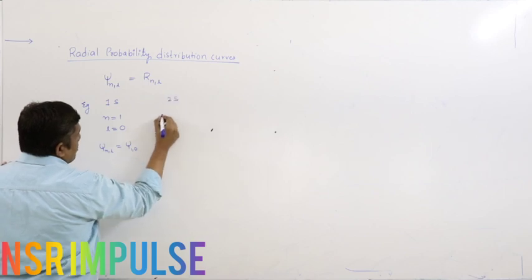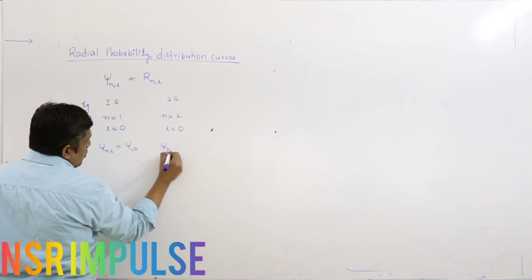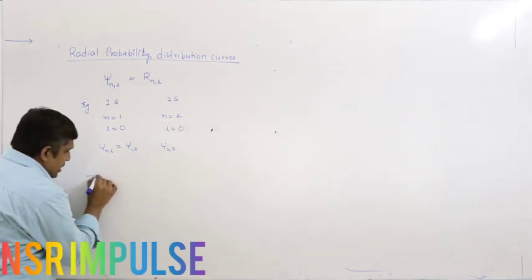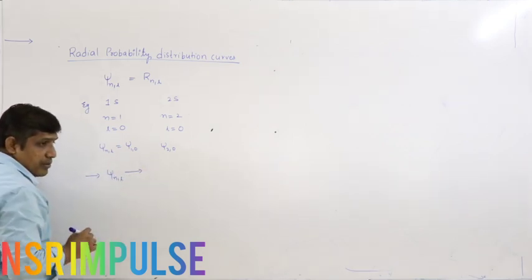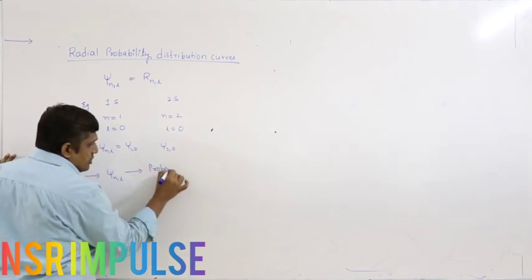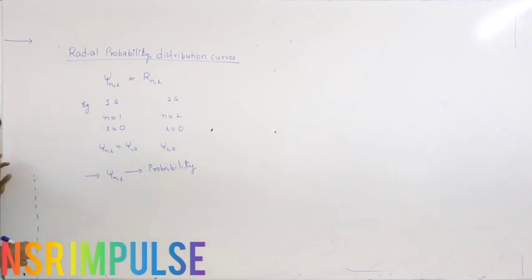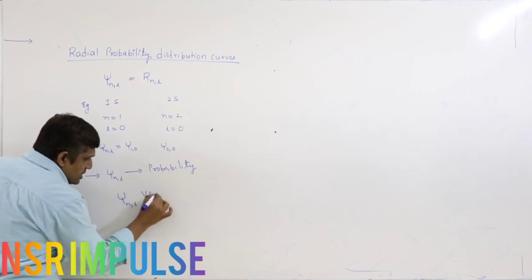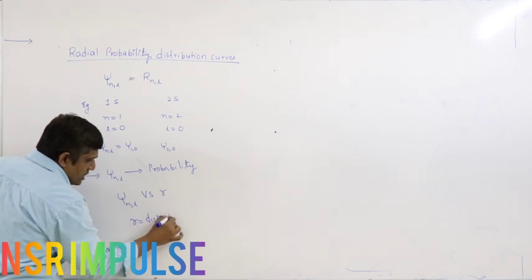Similarly for 2s orbital, n equal to 2, L equal to 0. So psi 2 comma 0 or r 2 comma 0. So a graph is plotted. Now we are assuming that psi n comma L value gives the probability of finding electron. So it represents the probability function. Its value gives the probability of finding electron. A graph is plotted between psi n comma L versus r. Now what is this r? Distance from the nucleus.